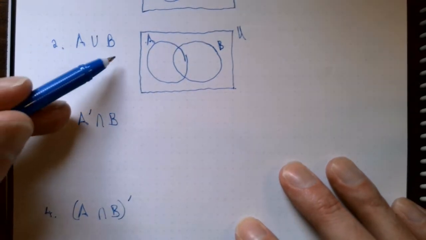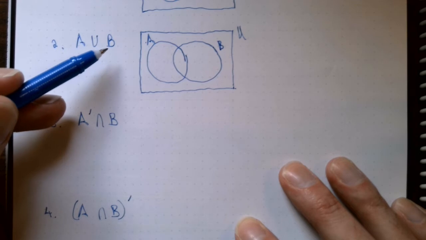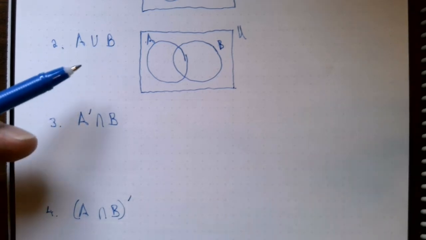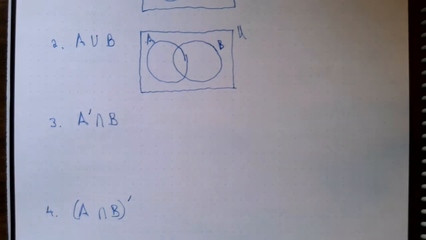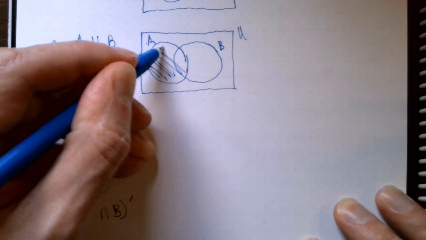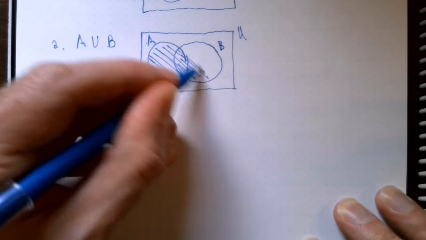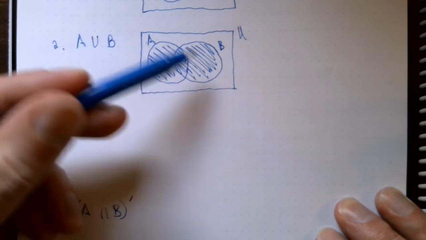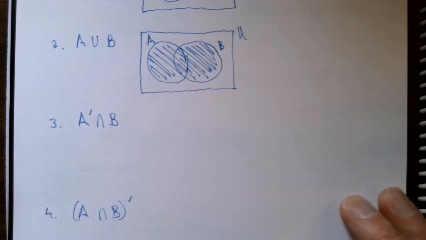Now, the operation of union, as we discussed in the last video, is a new set that we form by taking all the elements of A together with all the elements of B, making one big set. So everything in A will be shaded, as well as everything in B. So the union of two sets is bigger than either of the sets individually.